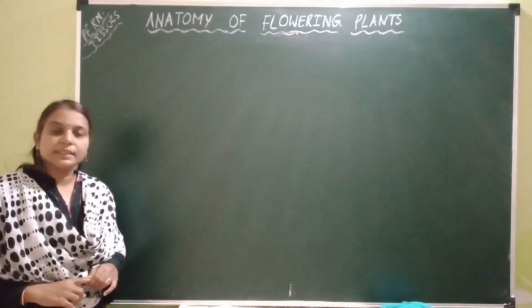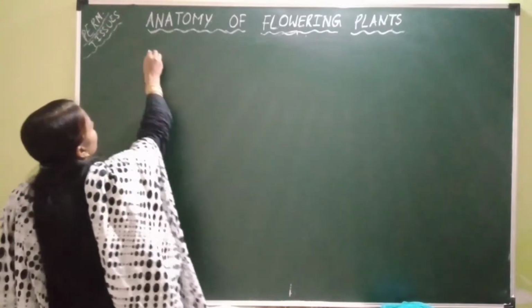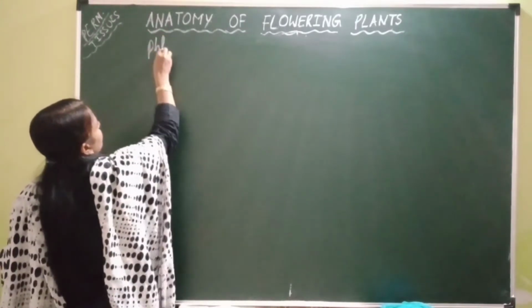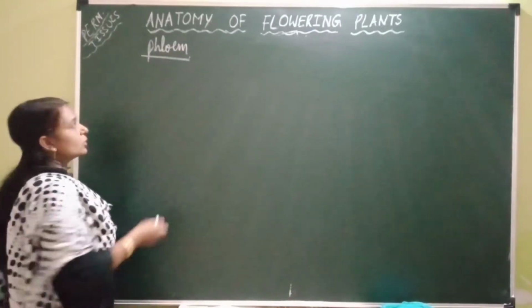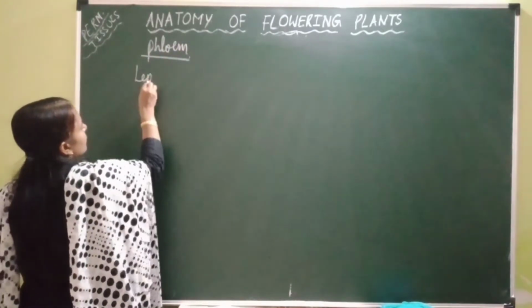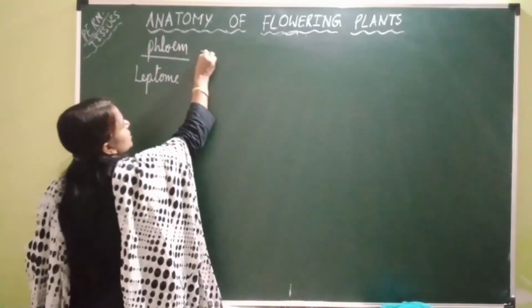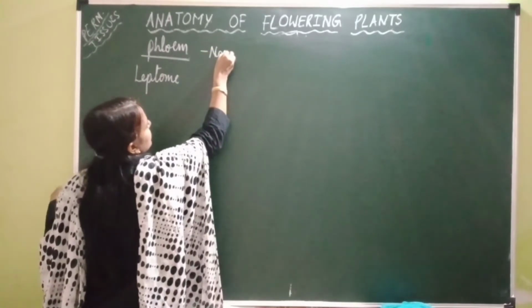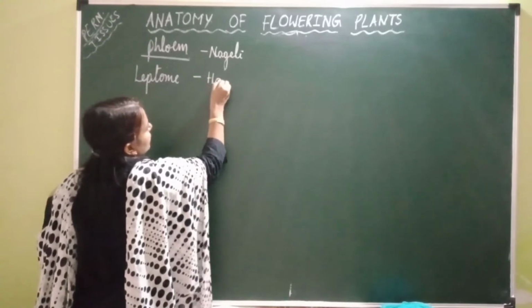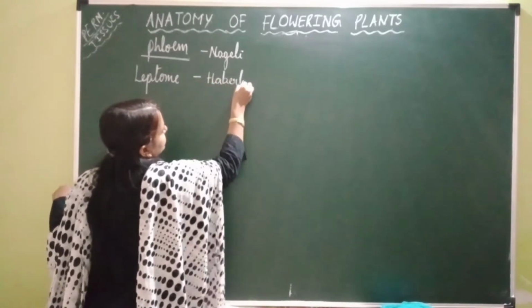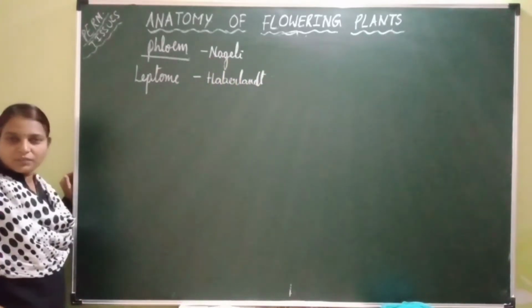Hello students, now let's study the second type of complex permanent tissue, that is phloem. This phloem is also called leptome. The term phloem was given by the scientist Nageli, whereas the term leptome was given by the scientist Haberland. So what is the function of phloem?